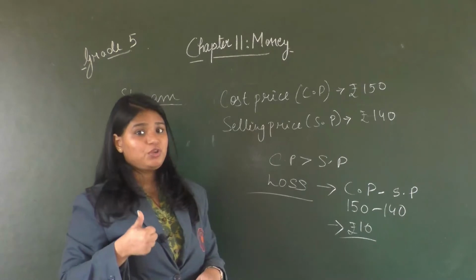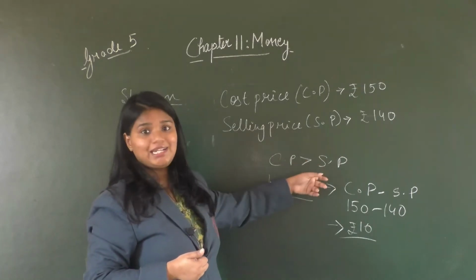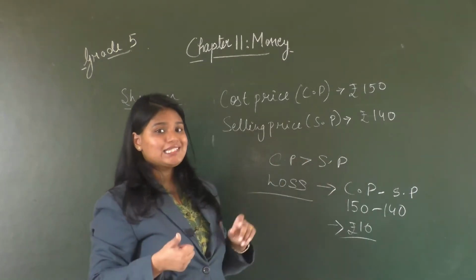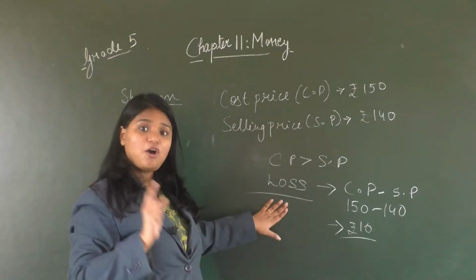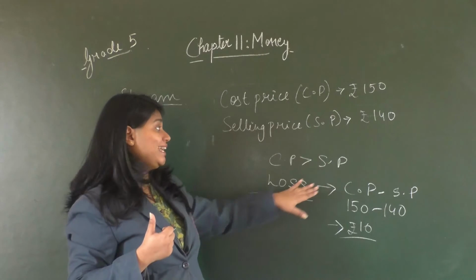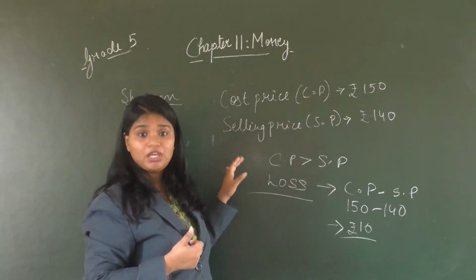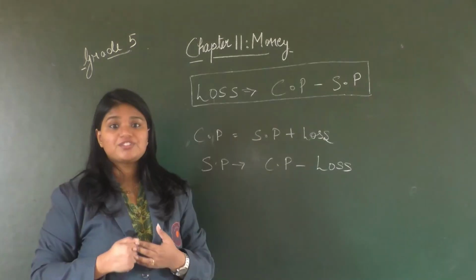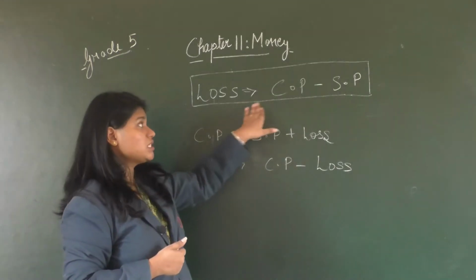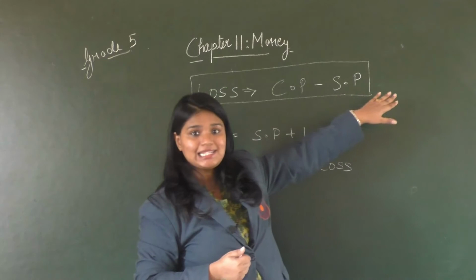So in a situation where the cost price is greater than the selling price, it is said that the product or the article is sold at a loss. And the opposite of it is when the SP is greater than CP, we say that the product is sold at a profit. Okay, so the formula to calculate loss is cost price minus selling price.